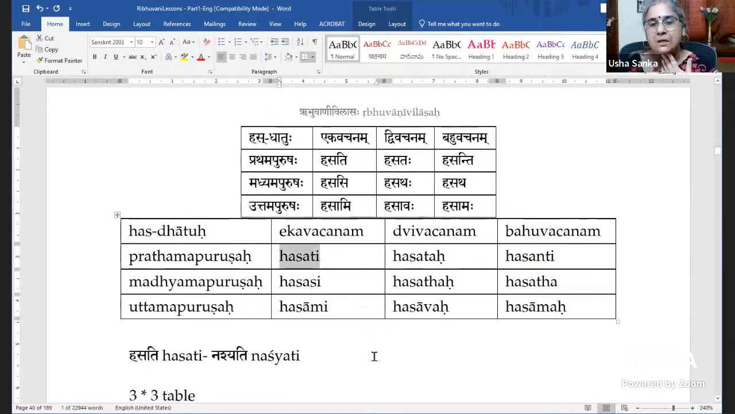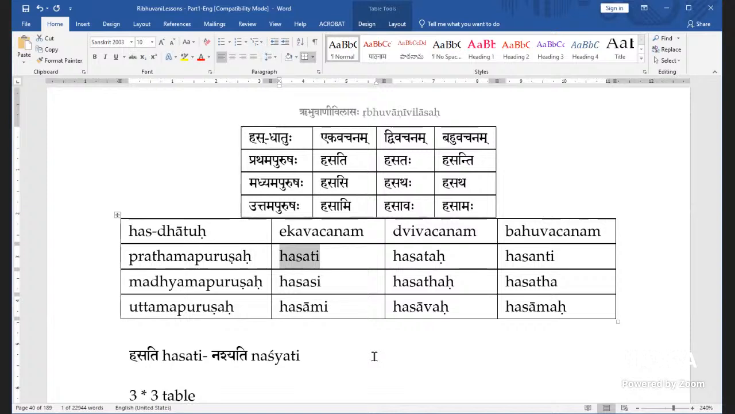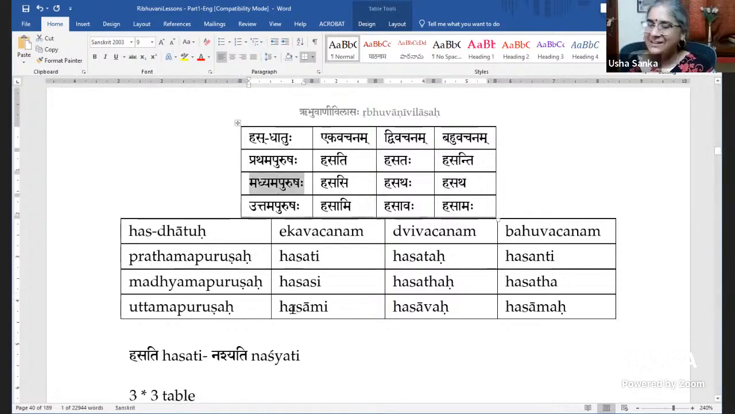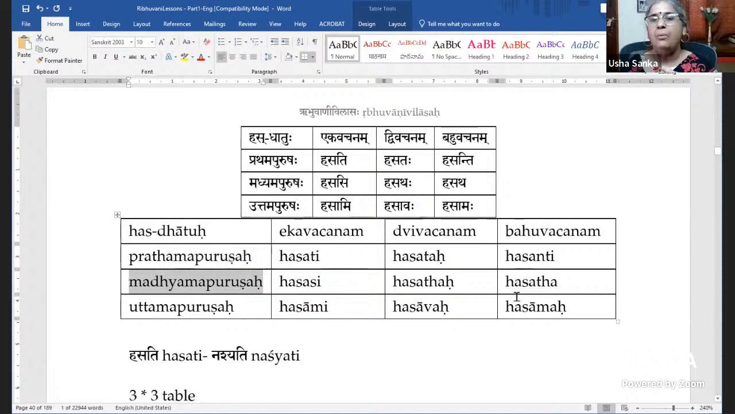So if I want to say "you many are laughing", that is Bahuvachanam. It's Hasatha, Asatha. Correct. Madhyama Purusha, Bahuvachanam. So, you many. Then we have Hasami: I am laughing, or I laugh, or I smile, whatever.